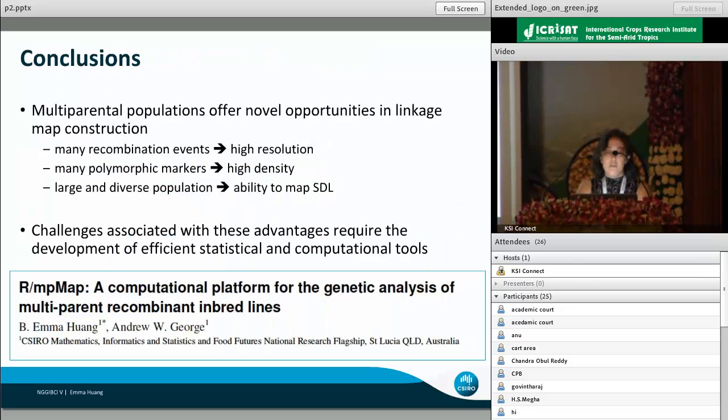Just to finish up, multiparental populations really do offer novel opportunities in linkage map construction due to the fact that they have many recombination events leading to high resolution.